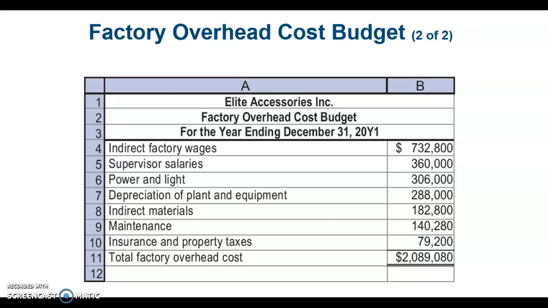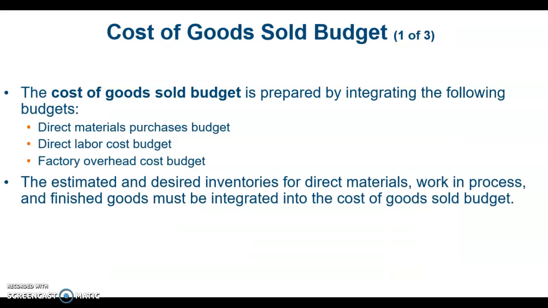Okay, now we're going to look at the cost of goods sold budget. We know what the cost of goods sold statement looks like. This is going to look the same, but instead of actual numbers, it's going to have budgeted numbers. So we will have the direct materials purchases budget, the direct labor cost budget, and the factory overhead cost budget. Those are the items that go into the cost of goods sold budget.